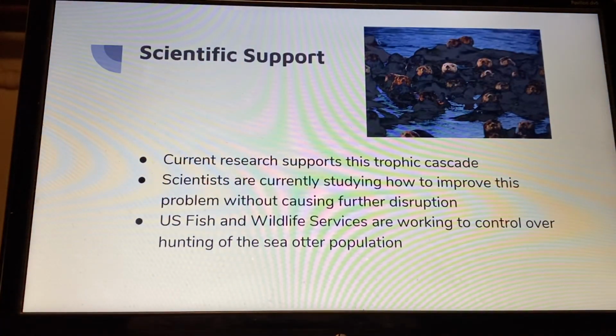And so, some scientific support for this cascade. There's current research supporting this, and scientists are currently studying how to improve this problem without causing further disruption in the ecosystem. And the U.S. Fish and Wildlife Service is working to control overhunting of the sea otter population because it's still kind of an issue.